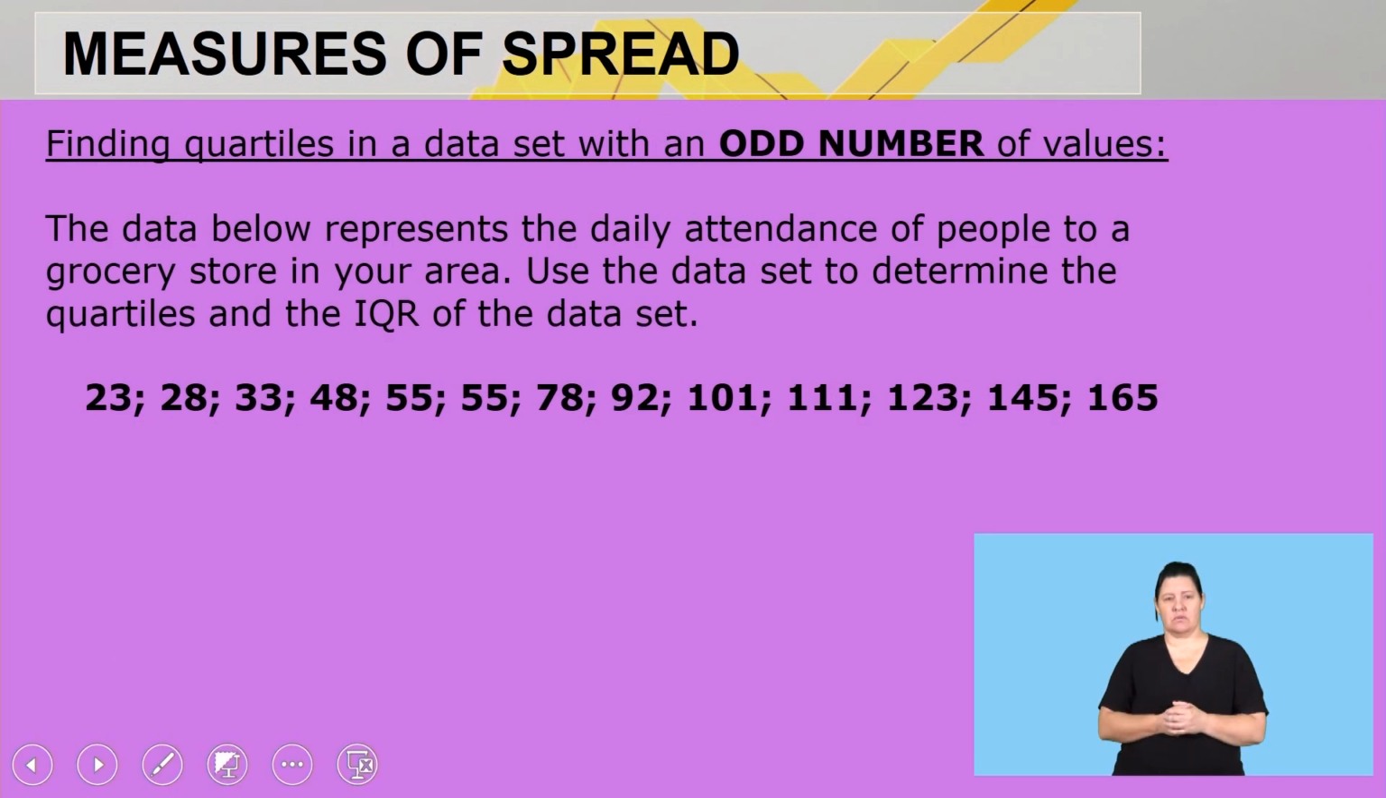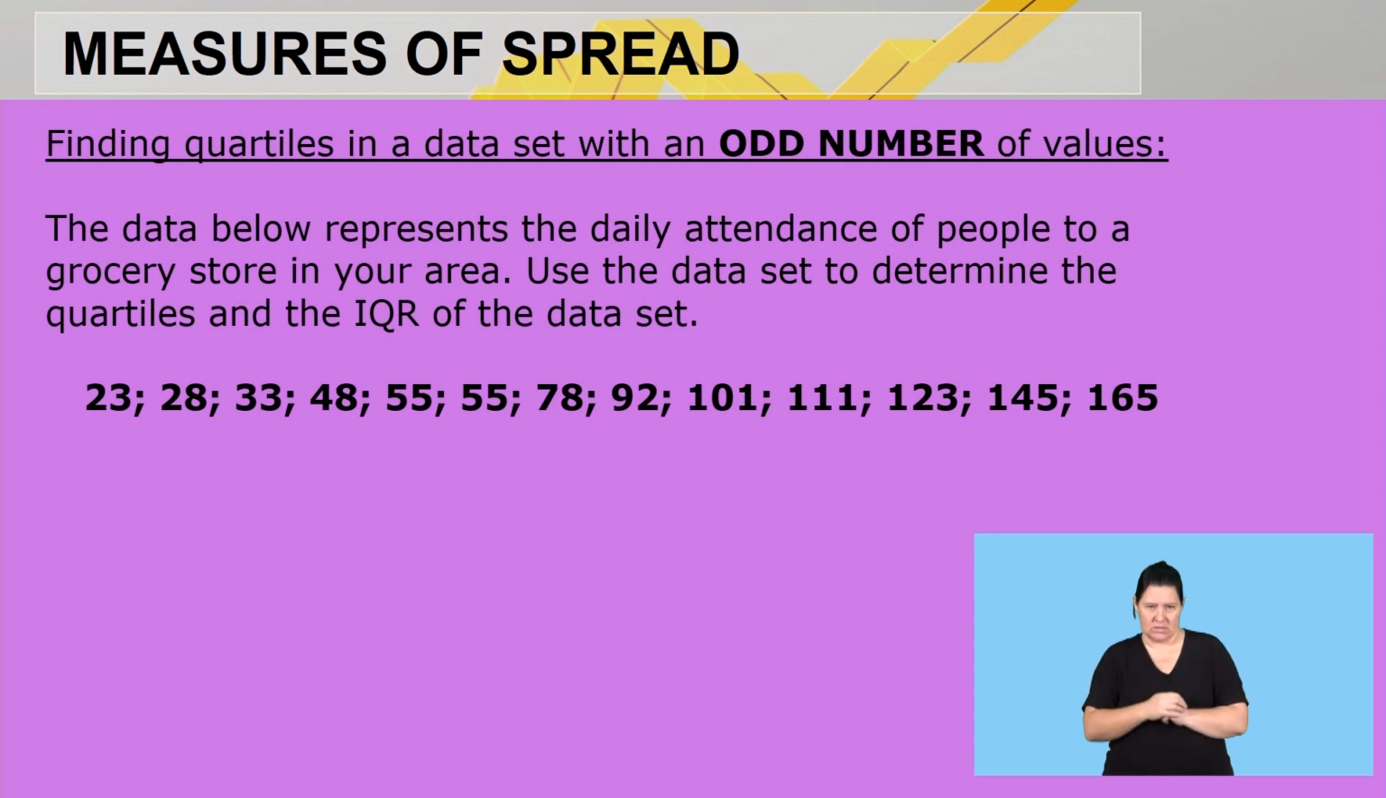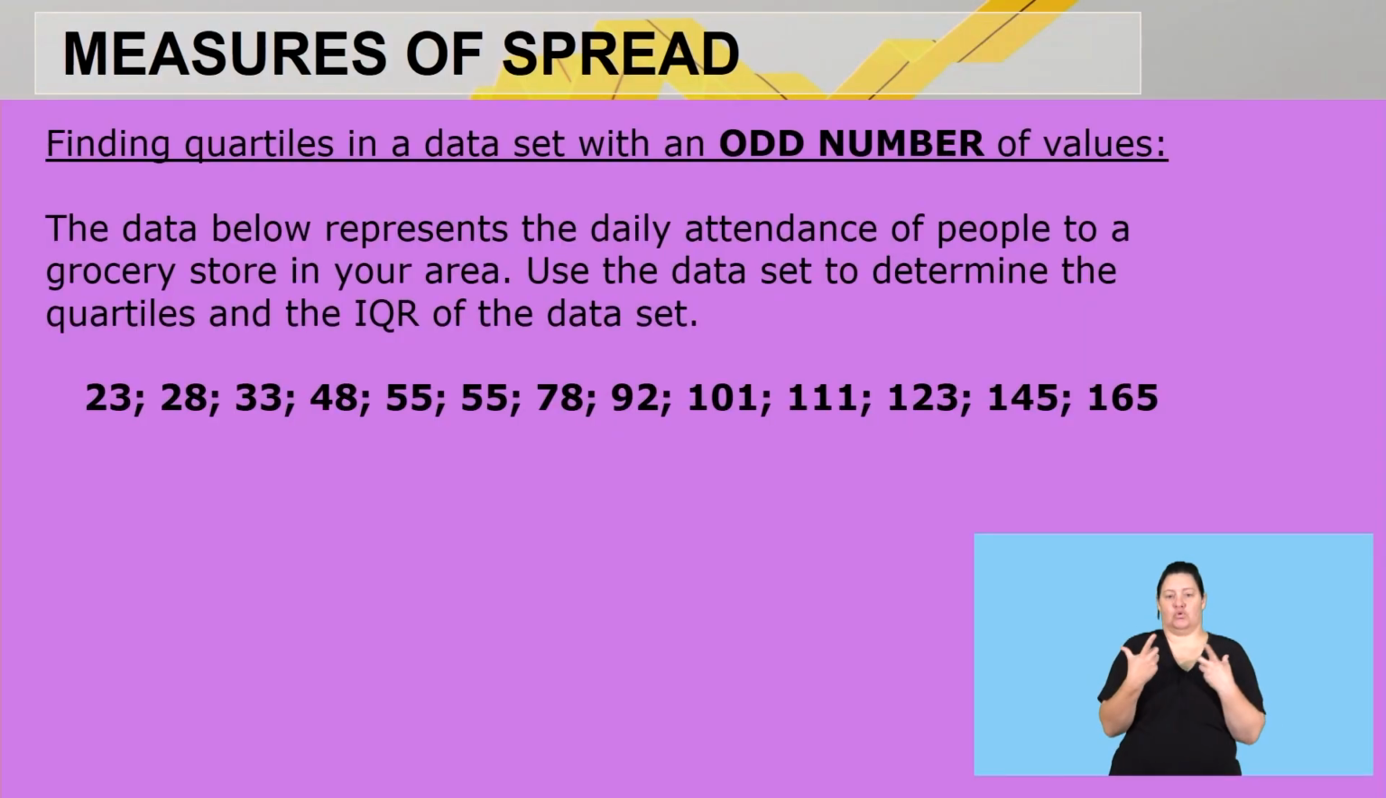All right, so here I'm finding quartiles in a data set with an odd number of values. It says the data below represents the daily attendance of people to a grocery store in your area. Use the data set to determine the quartiles and the IQR of the data set. Please note, always arrange your data in ascending order first, meaning from small to big. For this example, I already arranged it for you.